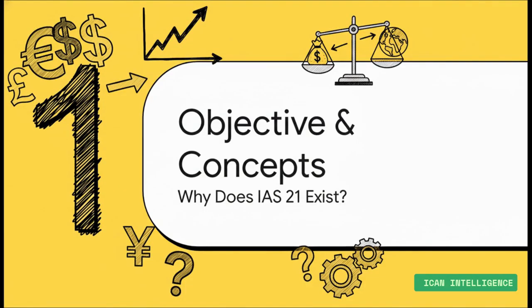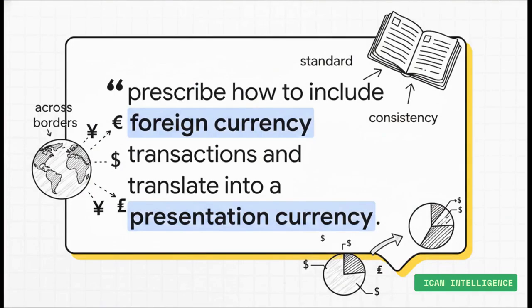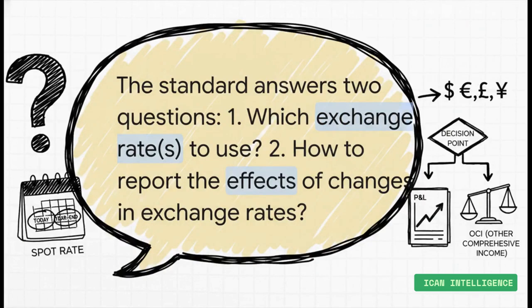To really master any standard, you have to first get your head around the basic problem it's trying to solve. So, why do we even need IAS 21 in the first place? Well, the standard itself tells us its purpose right from the get-go. Basically, it's the official rulebook for dealing with money when it crosses borders. Simple as that.